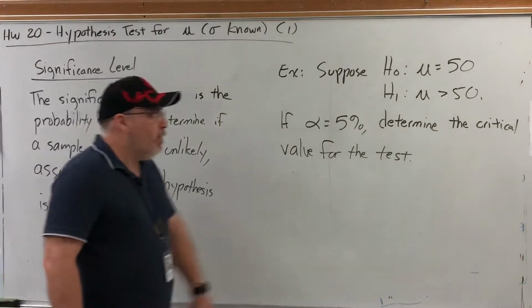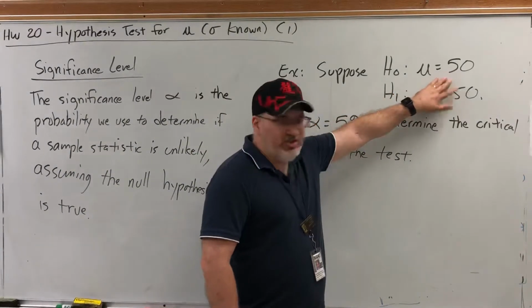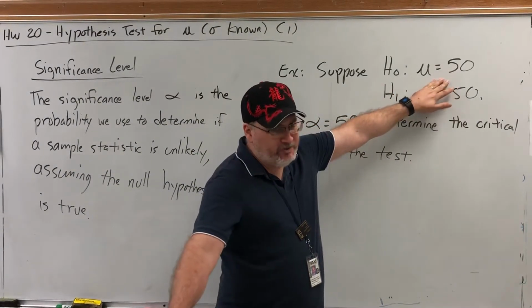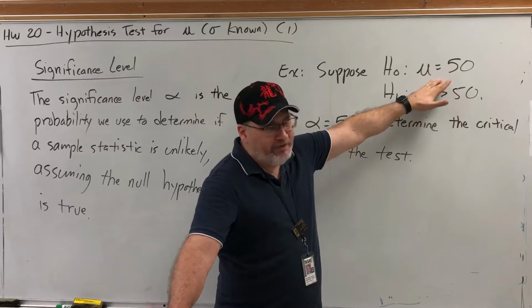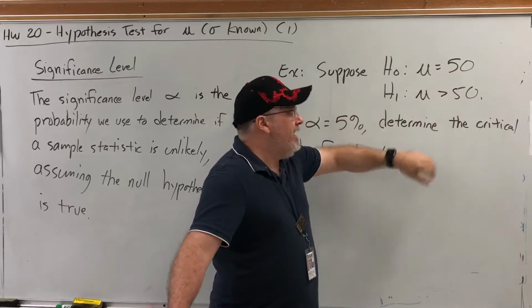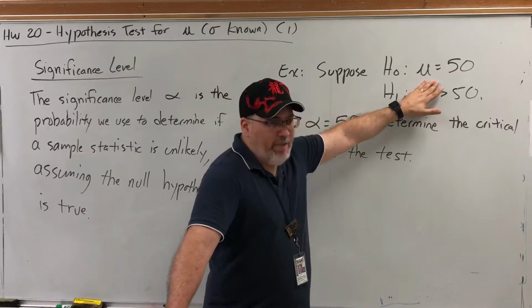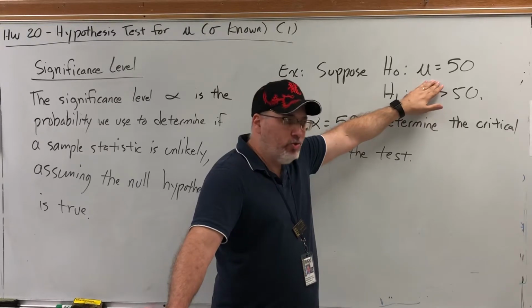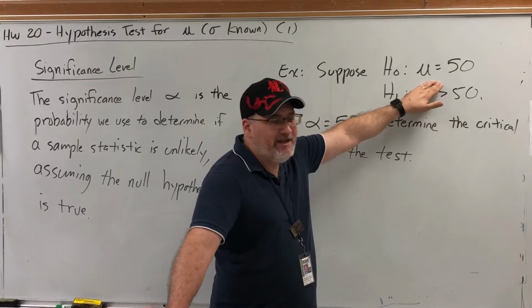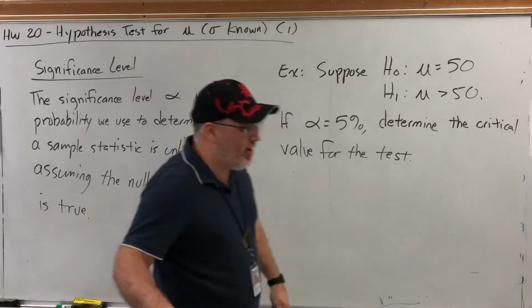Just remember, when we reject a null hypothesis, that doesn't necessarily mean it's false. It's possible it could be true. That's a type 1 error. And when we do not reject the null hypothesis, that doesn't mean it's true. It's possible it could be false. In that case, we committed a type 2 error.